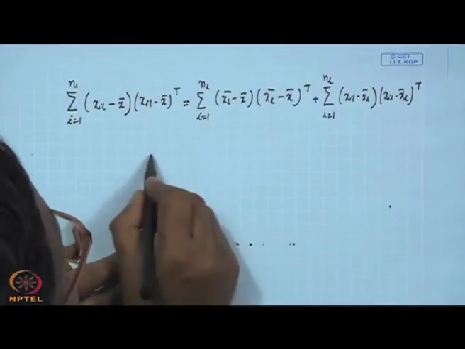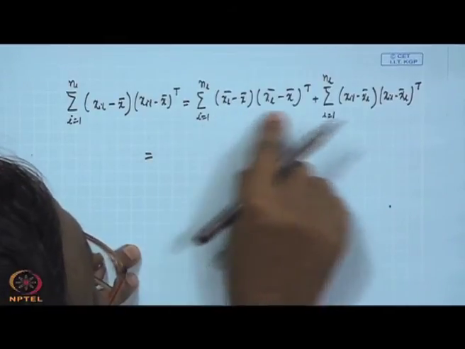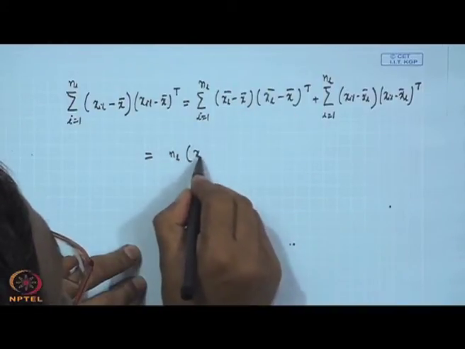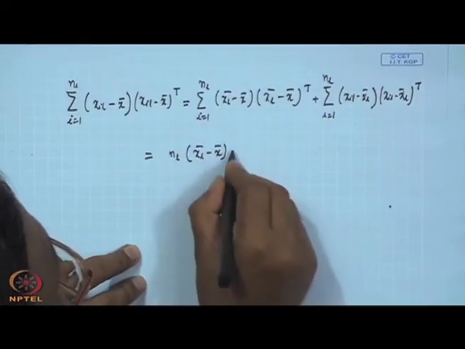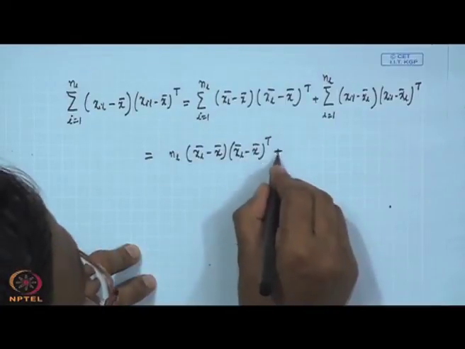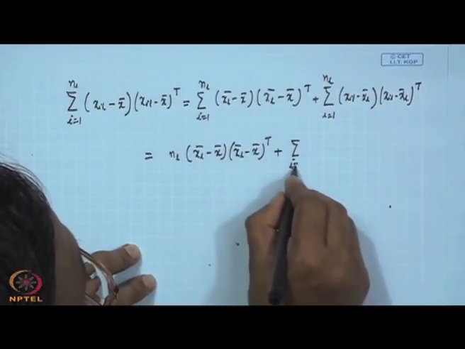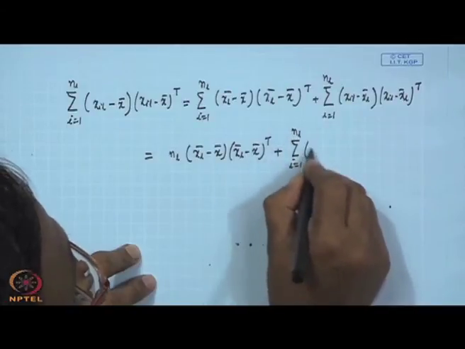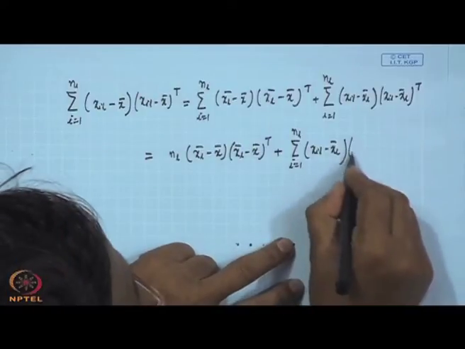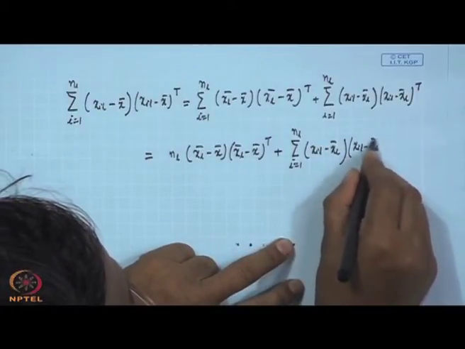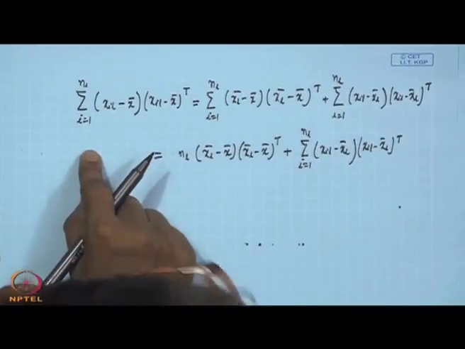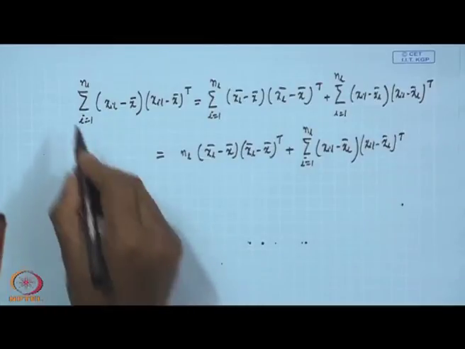So, this quantity can be further written like this. See here there is no i term in the first part. So, you can straightaway write n_l into (x_l bar minus x bar)(x_l bar minus x bar) transpose, plus the i term is available here, the sum over i of (x_il minus x_l bar)(x_il minus x_l bar) transpose. So, we have taken the sum over i. Now, take the sum over l.